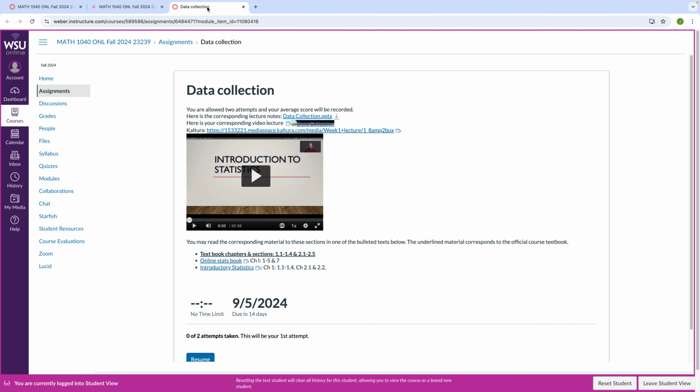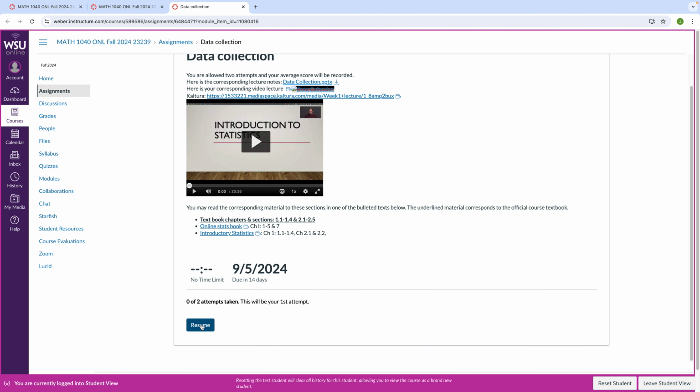I'm going to go to the data collection. So this data collection, you can see, it says I'm allowed 2 attempts. It gives you the due dates. It has a recorded lecture here for you to watch. It also has the corresponding slides. So you can watch the lecture, look at the slides, or reference the textbooks. So there are multiple resources that you can use to learn the material here. Then you can begin the quiz.